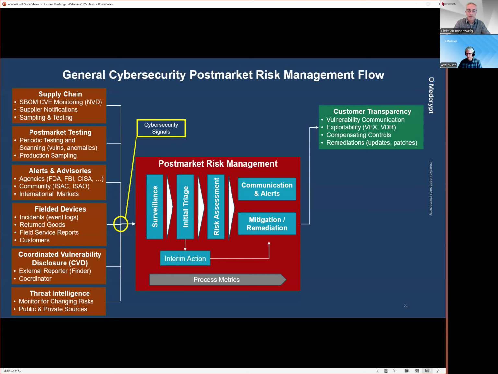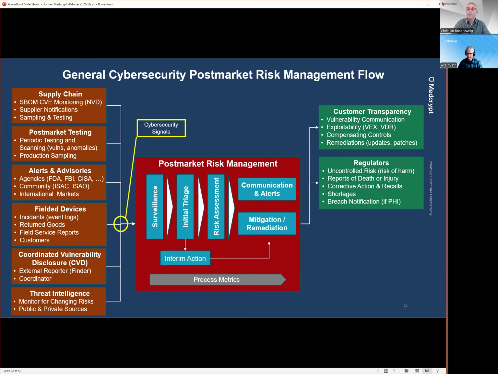And then the output of all of that, of course, in the sense of customer transparency, is your vulnerability communication to your customers, communication about exploitability of a given vulnerability, the use and recommendation for compensating controls, or for final remediations through updates and patches. You may, in some cases, have to communicate with regulators depending on the level of risk and harm potential. Certainly, if there was death or injury, that will require regulatory notification.